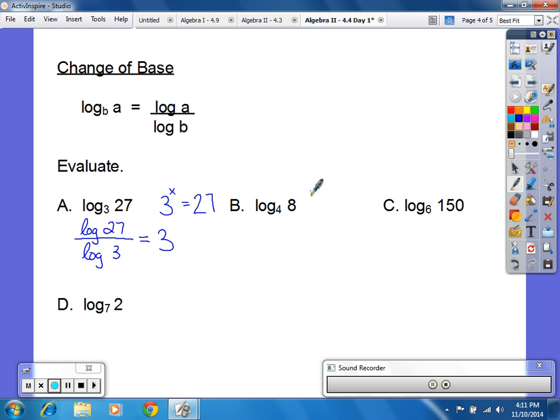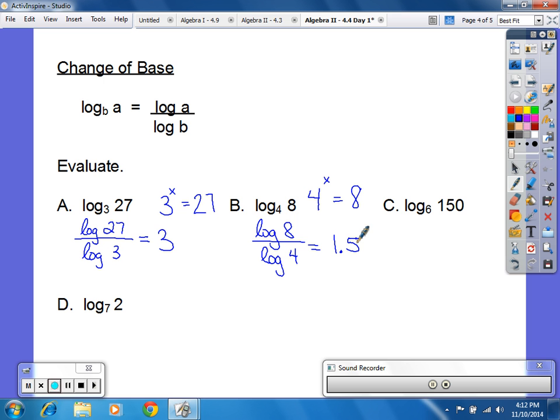Letter B means 4 to the power of what equals 8. Well, I could figure that out because I know that 4 to the power of 1.5 is equal to 8. So this should be equal to 1.5. However, if I didn't know that, I could check the log of 8 divided by the log of 4, base on bottom, and that is equal to 1.5 according to my calculator.